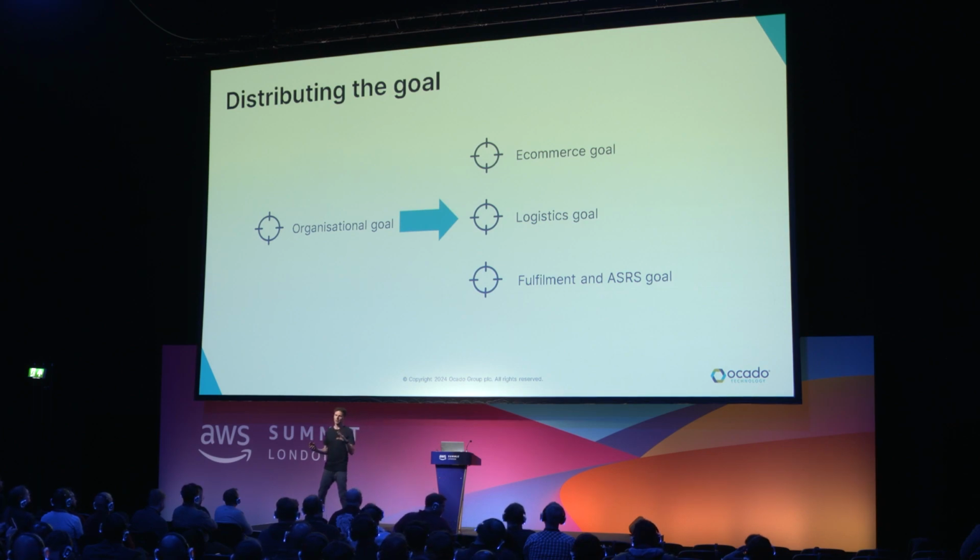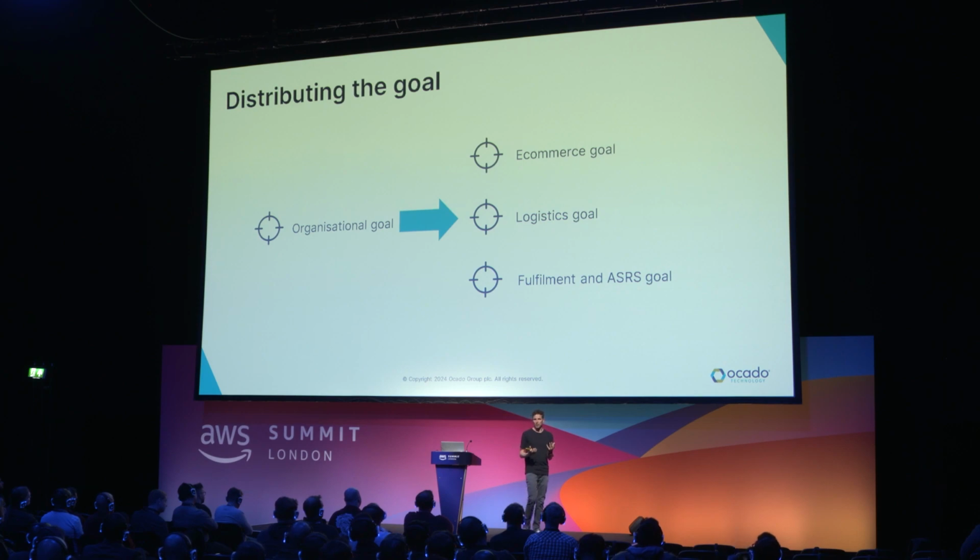Now, we took this wide organizational goal on target, and we split it into sub-areas. Each of the main areas of OSP, which are e-commerce, logistics, and fulfillment/ASRS, got their own sub-goal. We assigned the goal based on what we felt was fair, based on previous load profiles and things like that. Each of these areas had responsibility for their own goal.